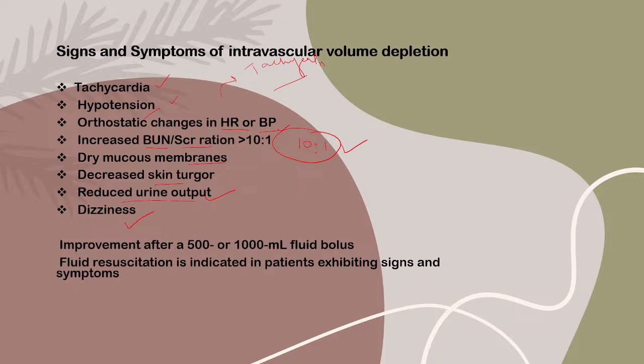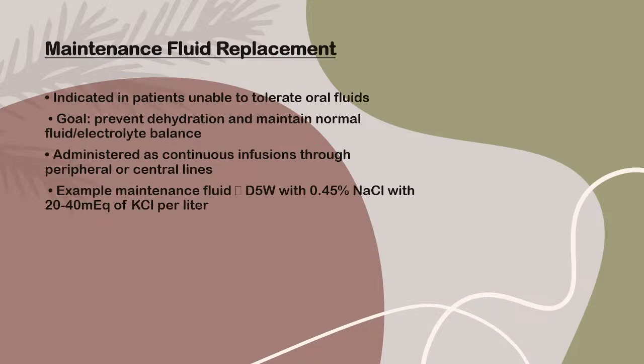So improvement after a 500 to 1000 ml fluid bolus. Whenever the patient is in shock, we need to rapidly infuse fluid. We usually give the patient isotonic fluid at that time. After infusing a bolus of around 500 to 1000 ml, there would be improvement in the patient, and fluid resuscitation is indicated in patients exhibiting signs and symptoms of shock.